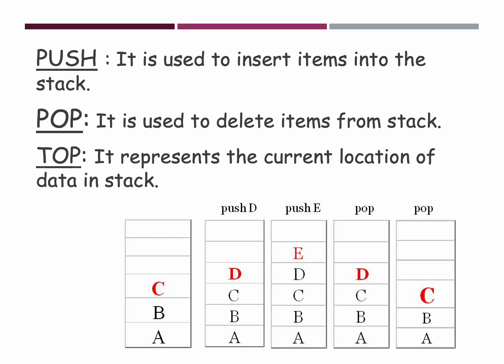So the top operation refers to the current location of data in the stack. It is a reference to the last item that was added, allowing us to know which element will be popped off next. So the top moves to reflect the most recently added or removed item. For instance, after pushing E, E becomes the top element. And then after popping E, D becomes the top element. So this is basically how stack works.